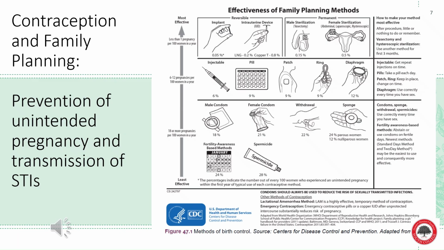Contraception and family planning is the prevention of unintended pregnancy, and also can help with the transmission of sexually transmitted infections. The most effective family planning methods are implants and IUDs, and these are reversible. And of course, sterilization, male and female, which are the only non-reversible birth control methods, and those are at the highest level, the most effective.